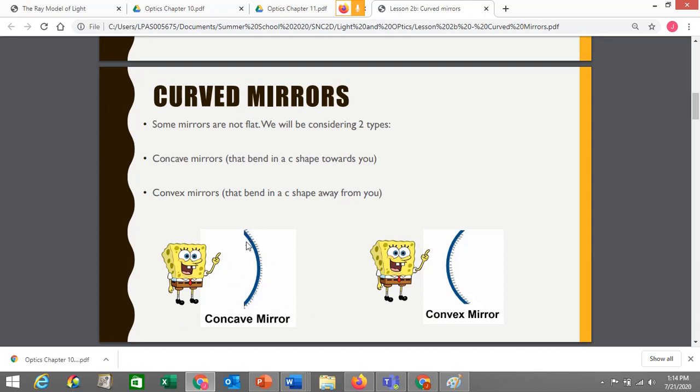When you see these drawings of a mirror, the lines that kind of stick out like this are on the side of the mirror that does not have the reflective surface. So the reflective surface is here. SpongeBob can look at himself through the concave mirror. A convex mirror is bent the other way, so the C bends away from the person, and the reflective surface is in this region here. So here we have SpongeBob looking into a convex mirror.